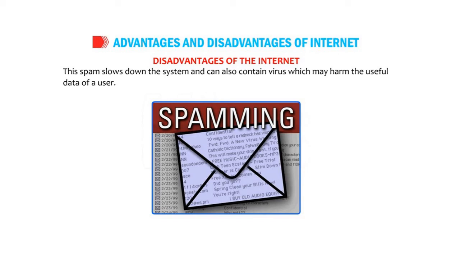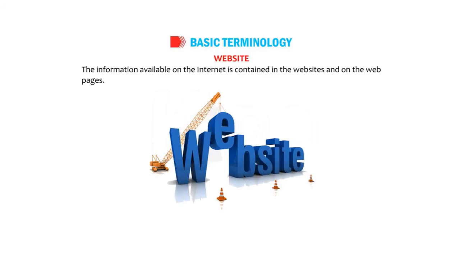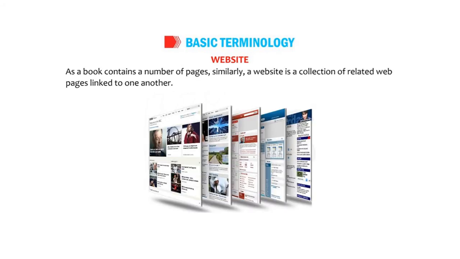Now, next we will discuss basic terminology. And the first one is website. So, what is a website? The information available on the internet is contained in websites and web pages. As a book contains a number of pages, similarly, a website is a collection of related web pages linked to one another.